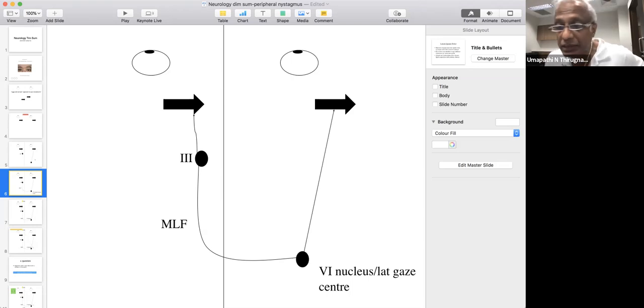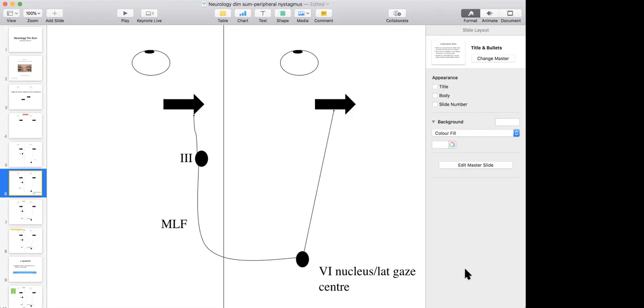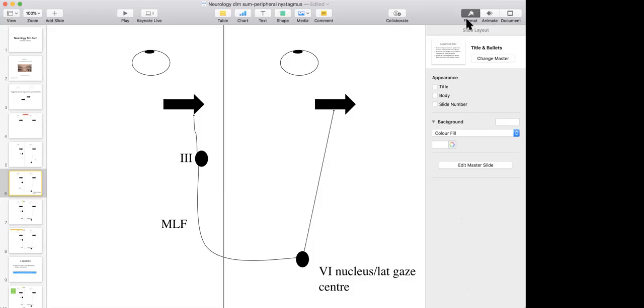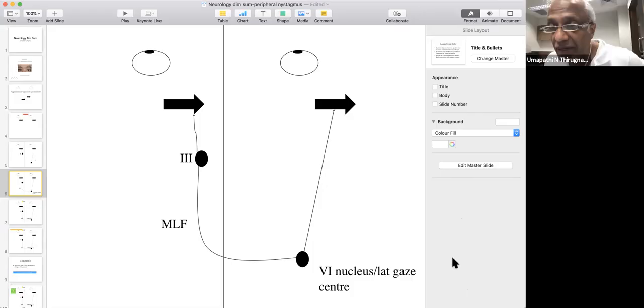Okay, maybe I just pause at this moment and tell everyone to just check that you're muted. I think there's one person still not muted. Huh? Okay, good.